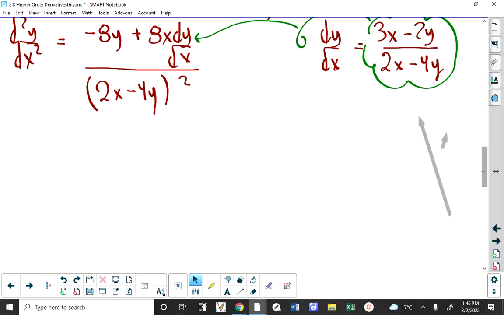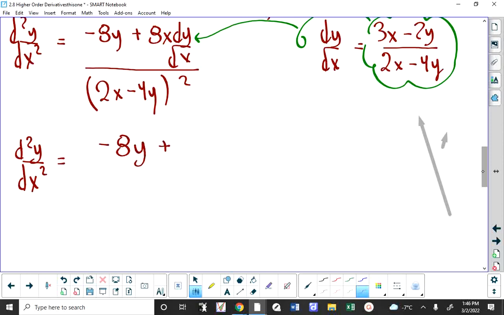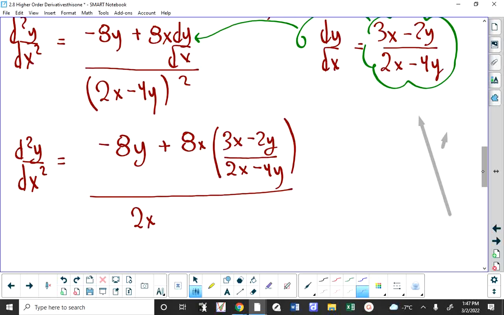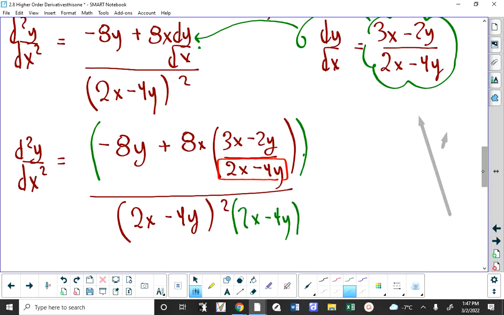It looks like the storm is back all of a sudden, but let's continue. d2y dx squared. I have negative 8y plus 8x times this thing, which is 3x minus 2y over 2x minus 4y, and it's over 2x minus 4y, quantity squared. So all that's happened is we have put in for the dy dx here, dy dx. Unfortunately for us, we've created a complex fraction. We would really like to not have a denominator in the numerator of our second derivative. So I'm going to multiply the top and the bottom by 2x minus 4y to get rid of that.